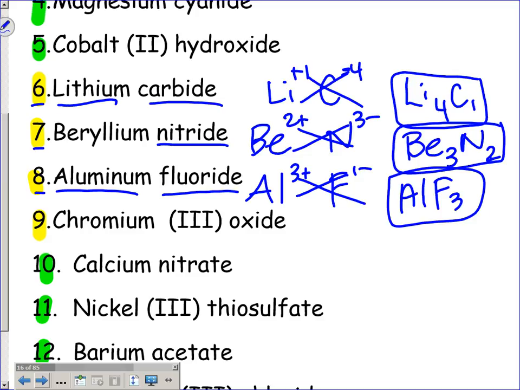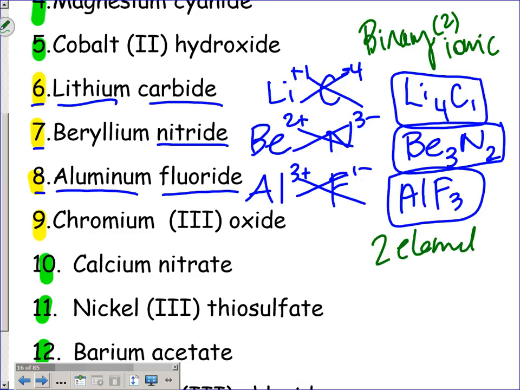These are called binary ionics, and I'll just make you write that word down so you don't forget what that means. Binary means 2, okay? And binary ionic means that there's 2 elements in the compound. Aluminum and fluorine, beryllium and nitrogen, lithium and carbon. Yes, there's a number of them. There's 4 of those, there's 3 of those, there's 2 of those, but there's just 2 types of elements. It's called binary ionic.